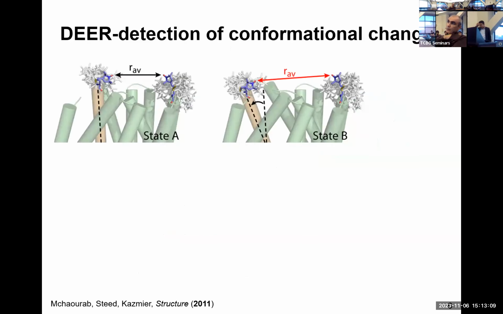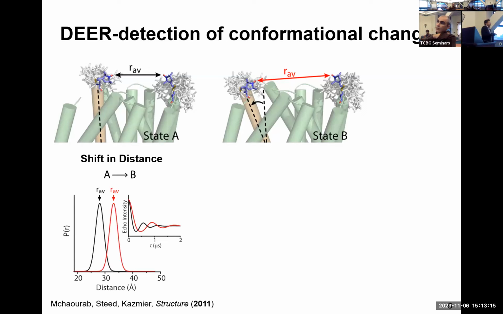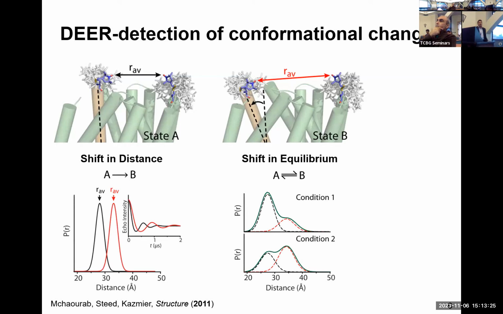And in different systems, when we have changes between states A and B, the distance change could be a change in average distance, for instance, when the difference in free energy between the two states is large. In most biological systems, we have ensembles of states at equilibrium, and the equilibrium between state A and state B can be shifted by changing the experimental conditions.